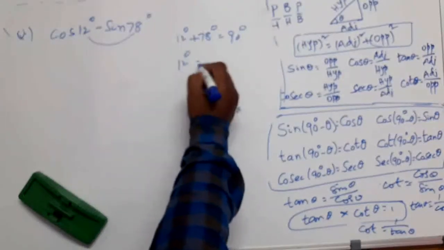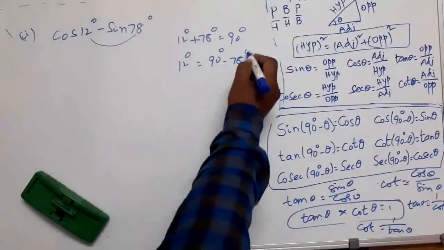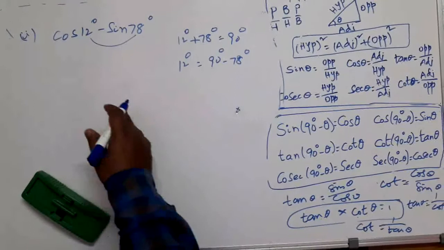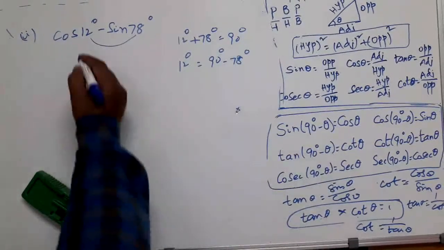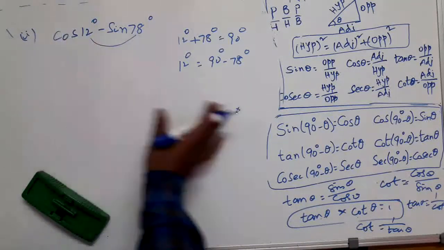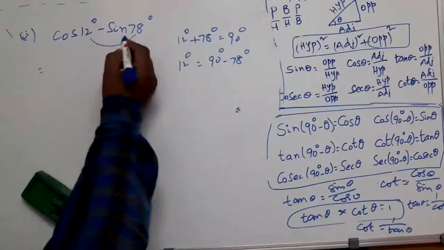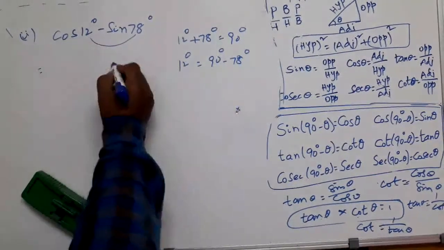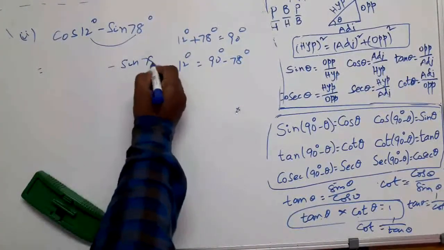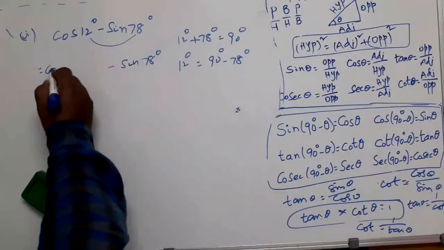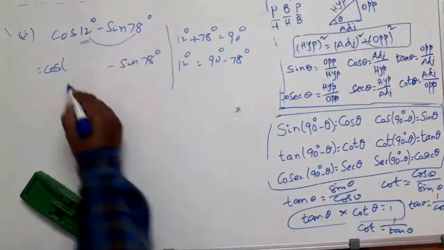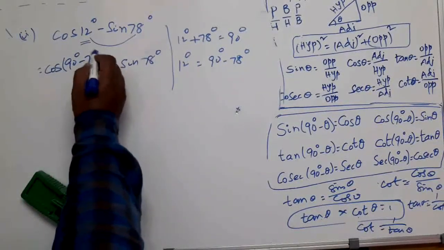So 12 degrees can be replaced by 90 degrees minus 78 degrees, or 78 can be replaced by 90 minus 12. I will do that. Why? So that I can use this formula. So let us leave one of these two terms as it is and convert the other term using this formula. Yes. So I am leaving the second term as it is. I want to convert this. That's why I am replacing the angle 12 degrees with 90 degrees minus 78 degrees.